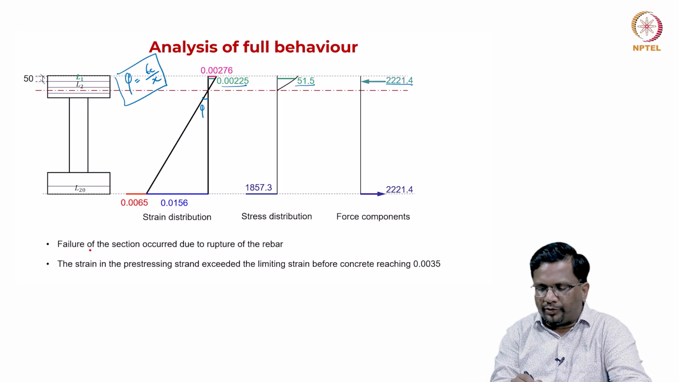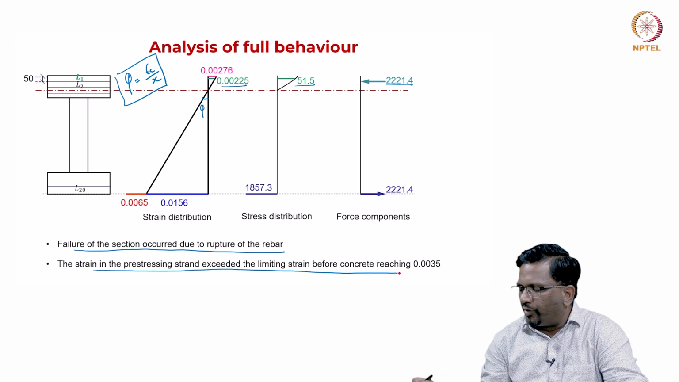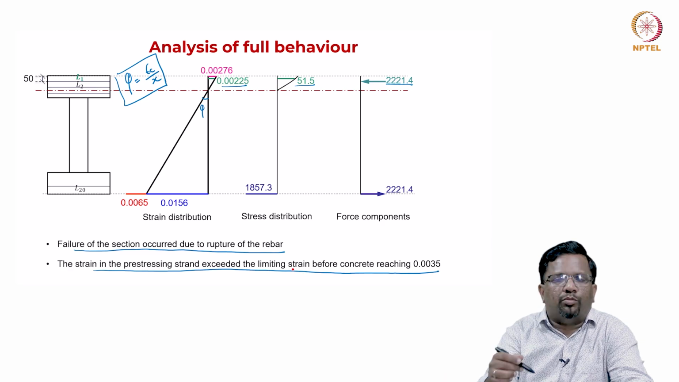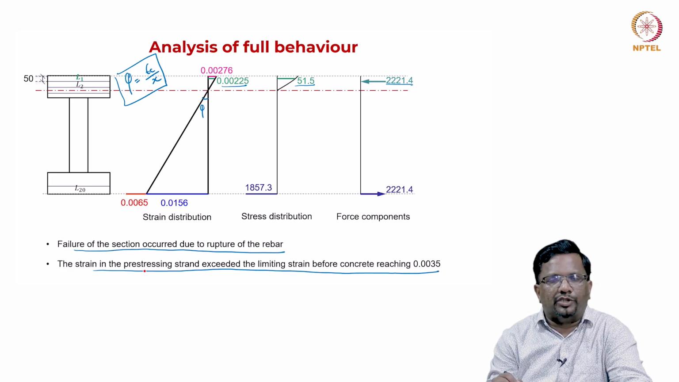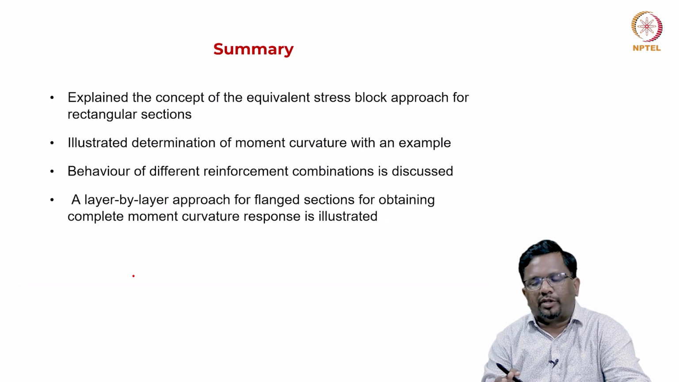Here also the failure of the section occurred due to the rupture of the rebar, and the strain in the pre-stressing strand exceeded the limiting strain before concrete could reach 0.003. Again, this section needs to have more steel. This is not a good design. We need to put more steel. So, this way we can calculate the entire moment curvature response.